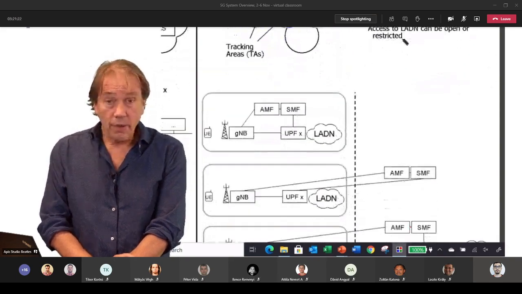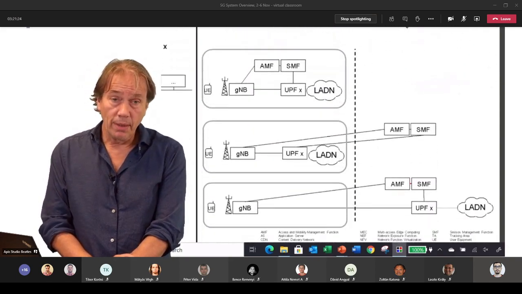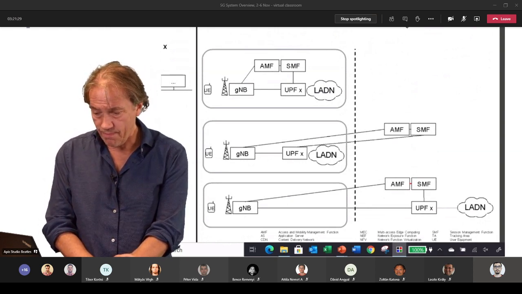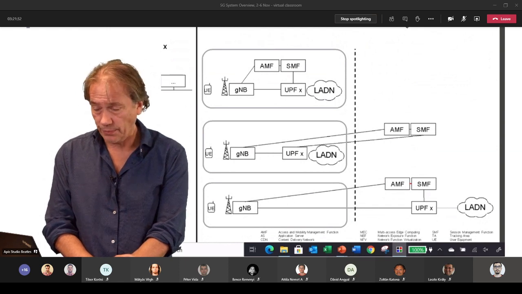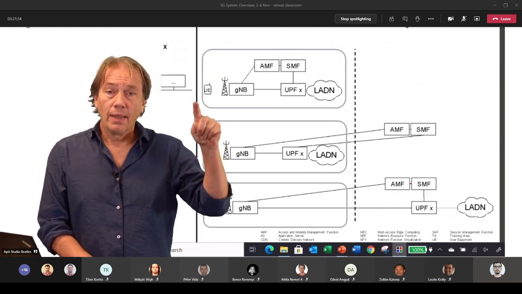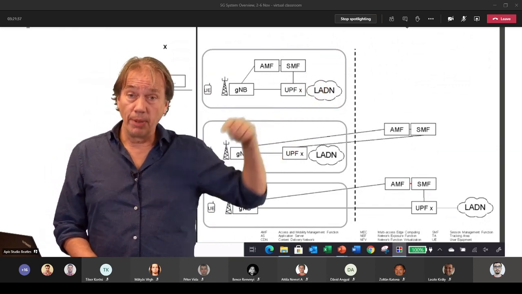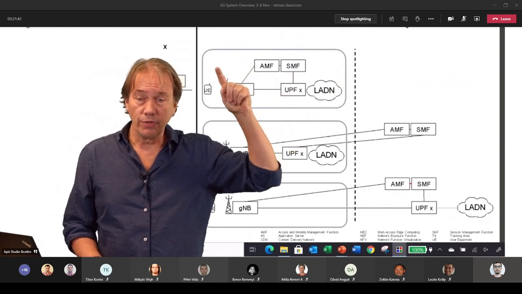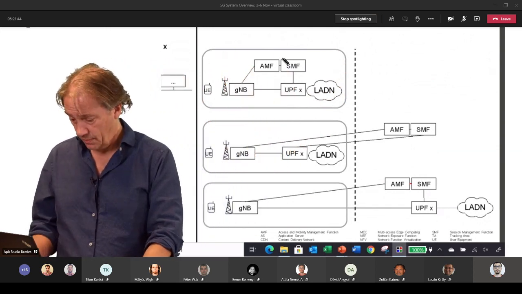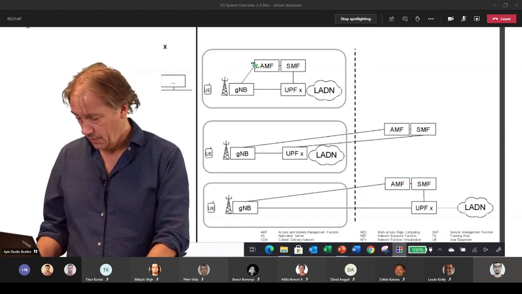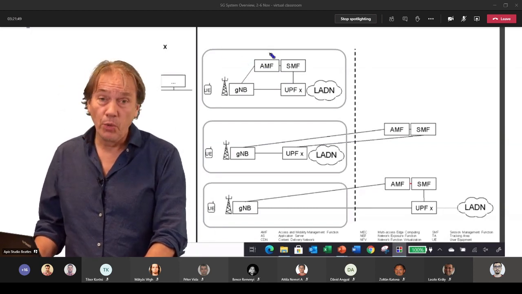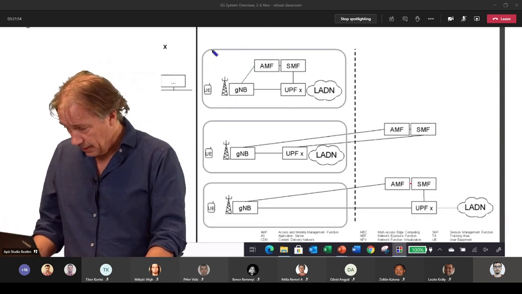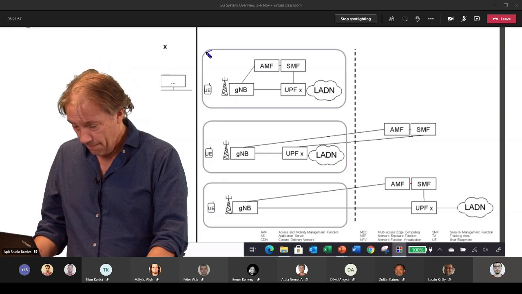All right, so there are some simple network diagrams here. In the first example here, this is the LADN service area. I will use the blue just to color the line. It doesn't really mean anything, but it's a nice color.